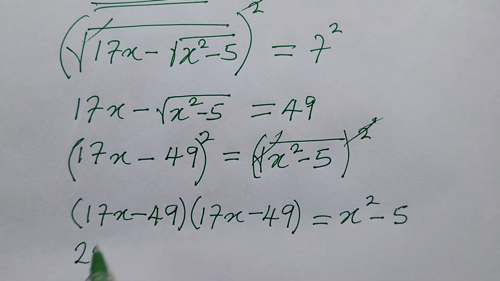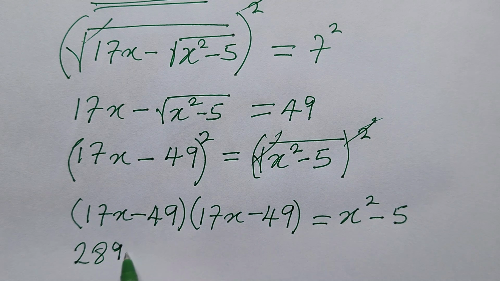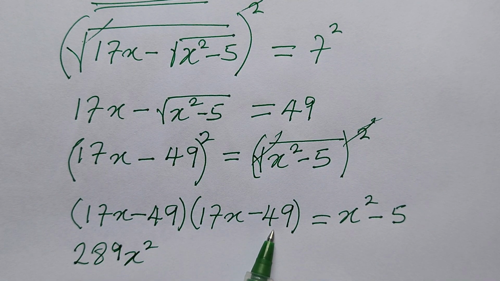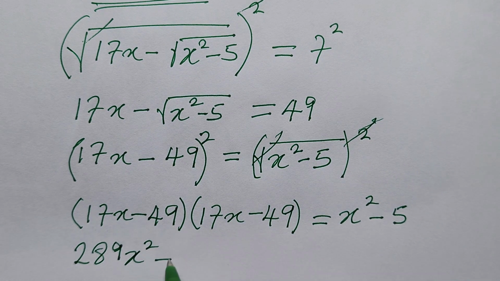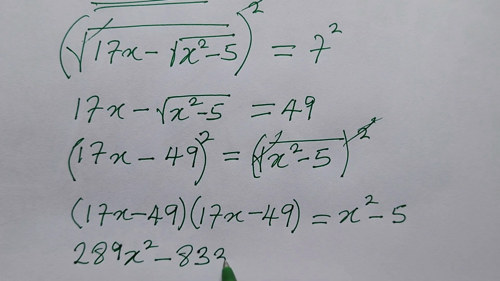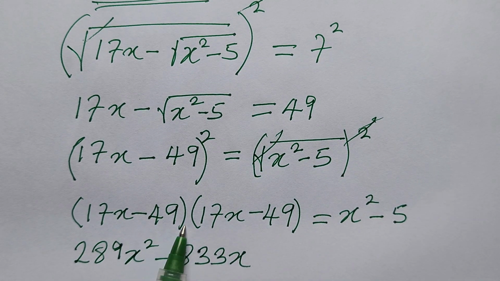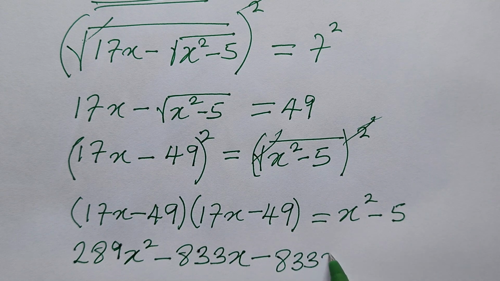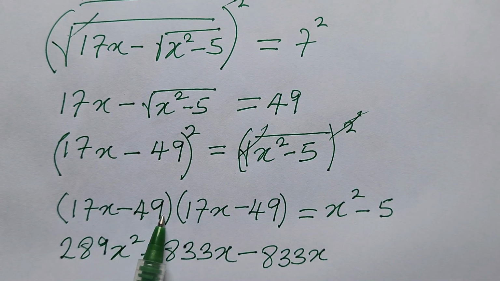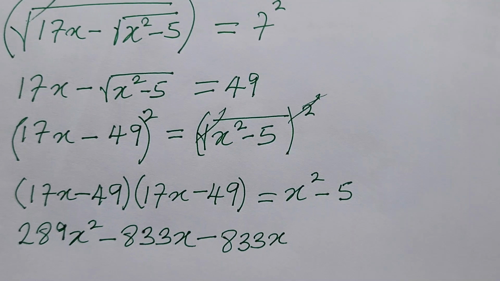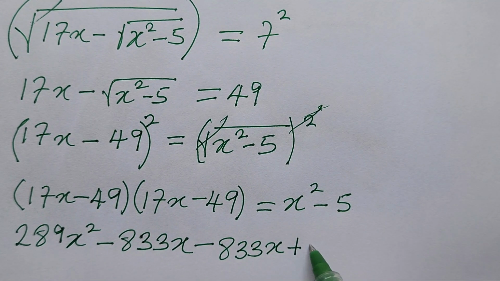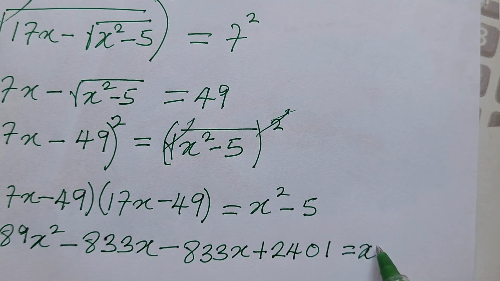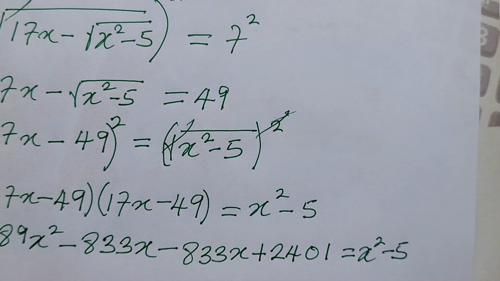289x to the power of 2. Then 17x times minus 49 will give us minus 833x. Then we come to this side again. So this will also give us minus 833x. Then we use minus 49 to multiply by minus 49. This will give us plus 2401. Everything equal to x to the power of 2 minus 5.